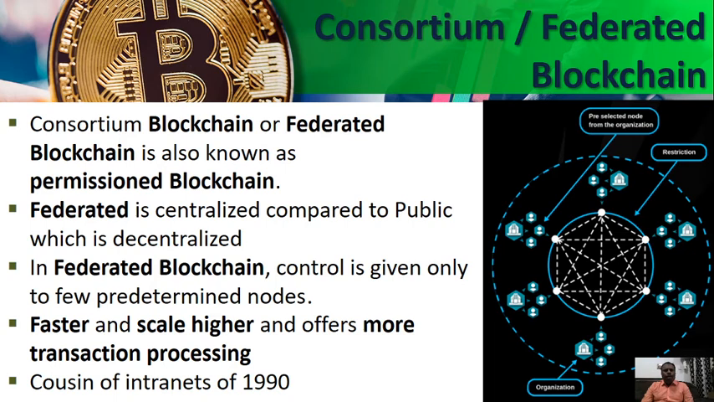The third kind of blockchain is a consortium or a federated blockchain. So what's a consortium or a federated blockchain? It's again a permissioned network. The difference between public and federated is that public is decentralized, whereas federated is a centralized network. The control is given to only a few determined domains, and they control the whole network or the blockchain. It's restricted, and therefore faster, it scales higher, and it offers more transaction processing. Very simply put, it's like an intranet of the 1990s. So it's a private network.